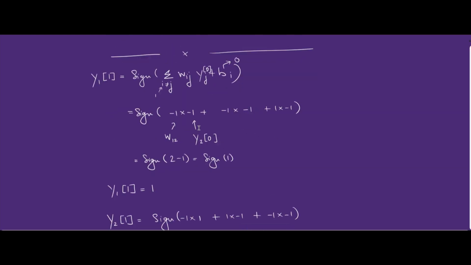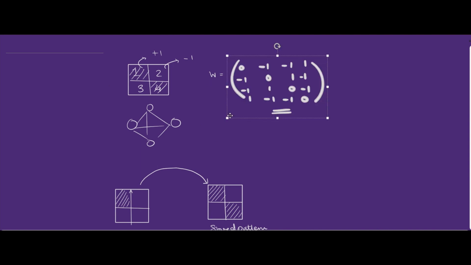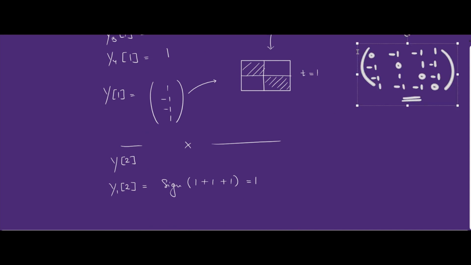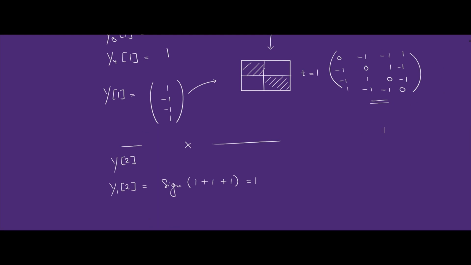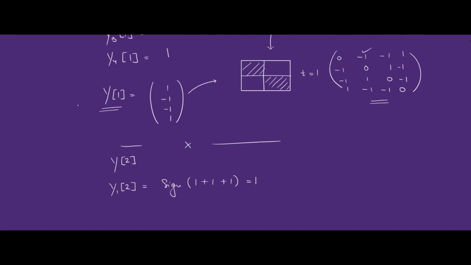So now let us find the value of the y matrix at time t equal to 2. That is the second iteration. Now if you do this again, we will see that y1 at t equal to 2 is sine of 1 plus 1 plus 1, which is equal to 1. I get this 1 from using this weight matrix and this y. Now, instead of y0, I use y1. So it will be minus 1 into minus 1, minus 1 into minus 1, and 1 into 1. So this becomes 1 plus 1 plus 1, which is equal to 1.